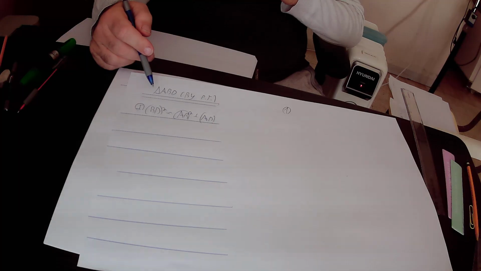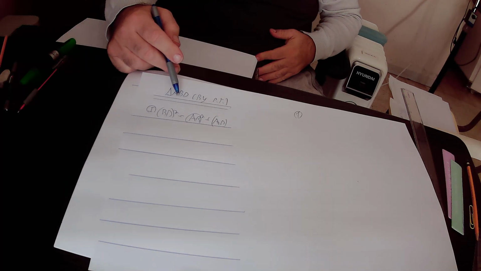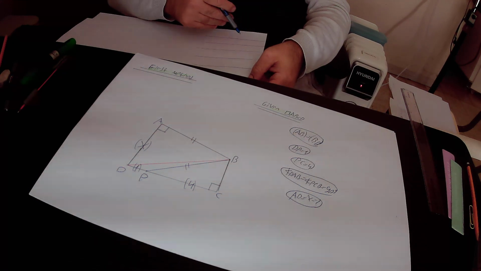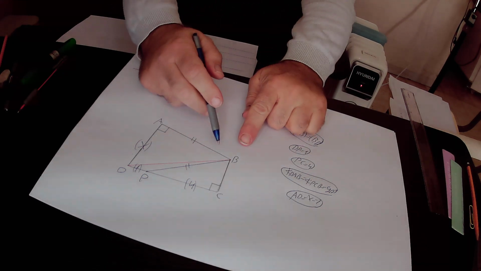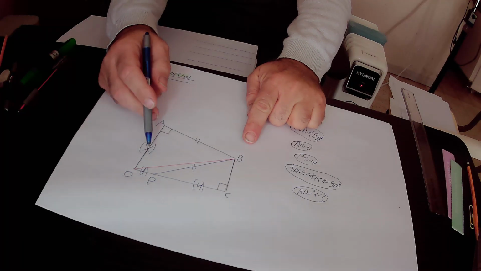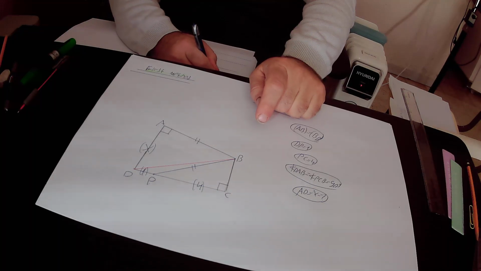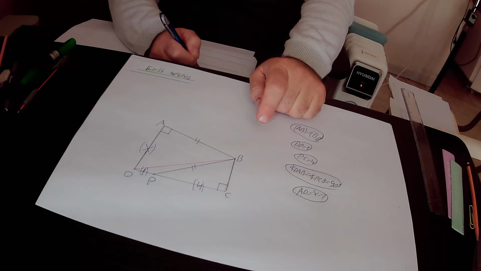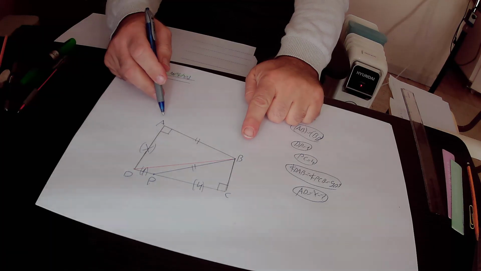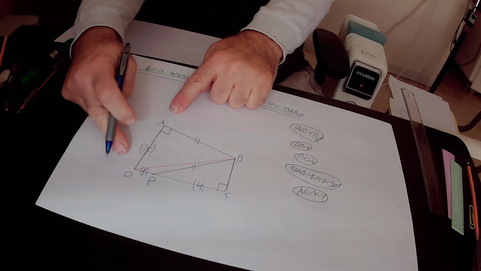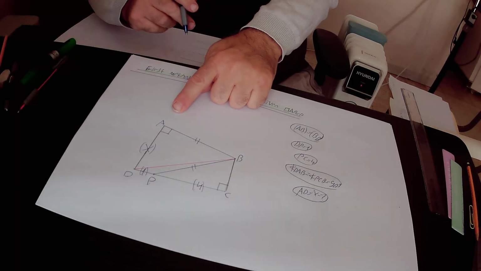BD squared, that is the square of the hypotenuse, equals AB squared plus AD squared. BD is the missing hypotenuse, so we leave it as it is. It is BD squared equals AB squared. AB is also the missing side, so we leave it as it is. AB squared plus AD squared. AD is x, therefore AD squared is x squared.